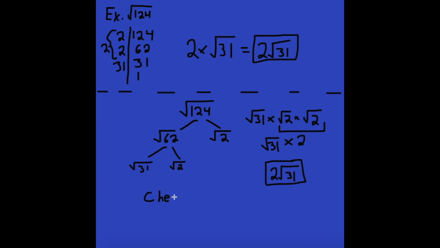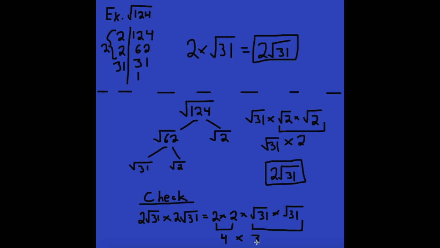We can even check our work. Since squaring a number means multiplying a number by itself, we multiply 2 root 31 times 2 root 31. 2 times 2 is 4, and root 31 times root 31 equals 31. 4 times 31 is 124. 124 matches what we had in the problem, so our answer is correct.